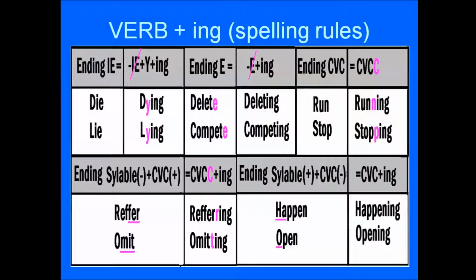Omit. The word omit has the stress on mit. So when you put ing, you put a double T and then ing. Happen has the stress on hap. So when you put ing, there is no double N, and it becomes happening. Open has the stress on O, so don't put a double consonant in that.